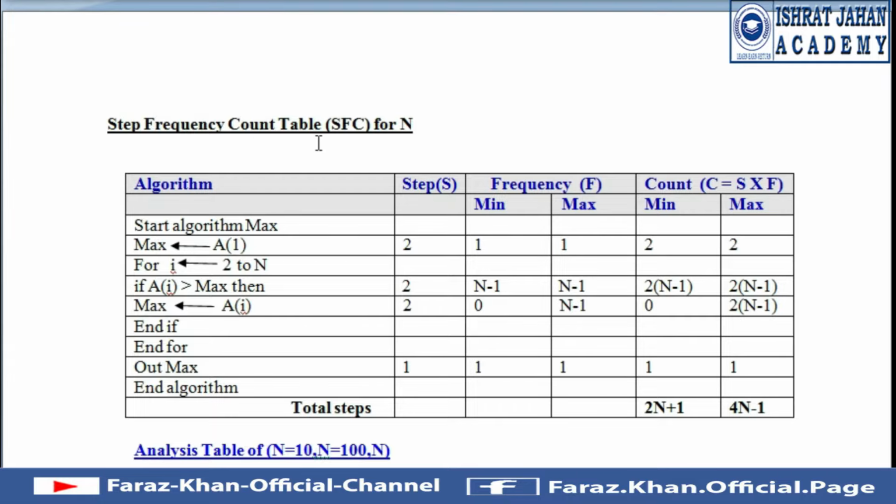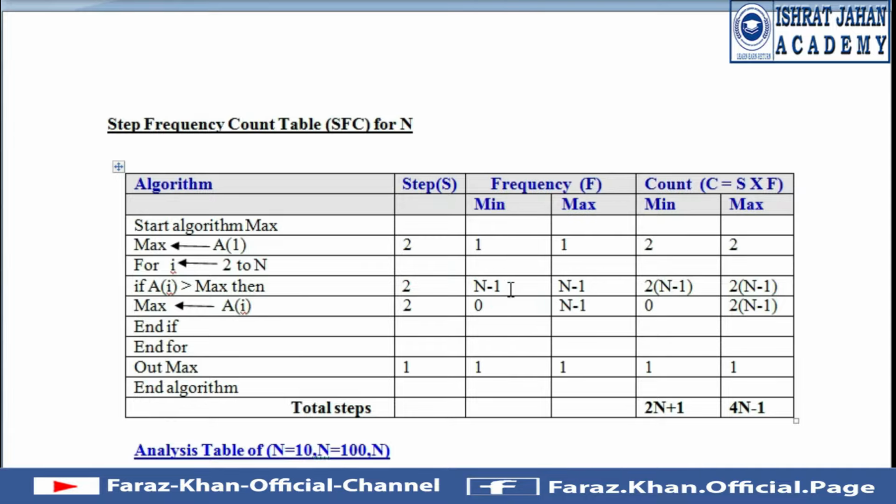Let's do the same problem for n. Here is the same algorithm. Here I have used a for loop from 2 to n. Same process. Now in the execution part of comparison, look closely. Now it will take n minus 1 steps in minimum and n minus 1 steps in maximum.